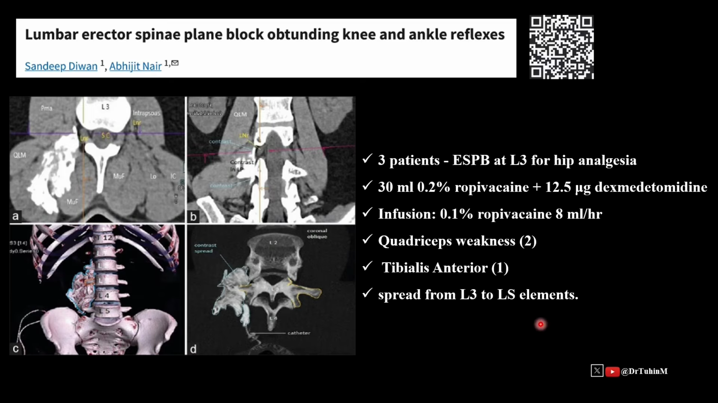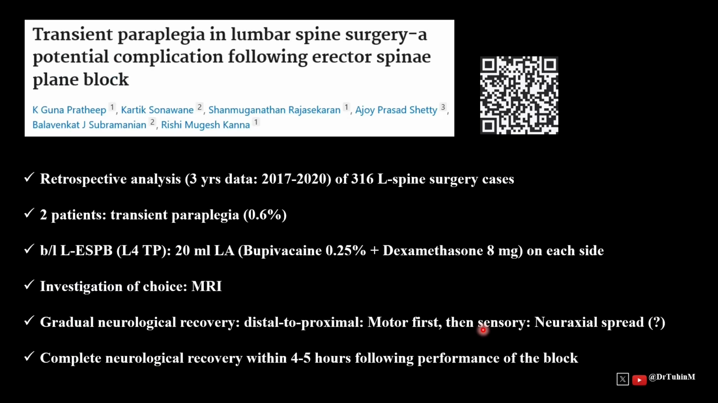Here it is open, so the drug can travel if you deposit a higher volume of drug. We noted transient paraplegia in two patients out of a retrospective analysis of 316 spine surgeries from 2017 to 2020. 20 ml of 0.25% bupivacaine was used with dexamethasone.